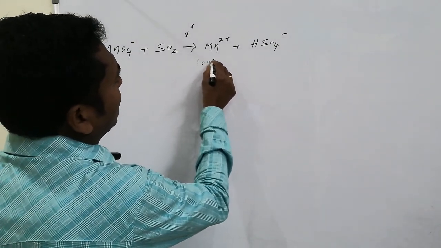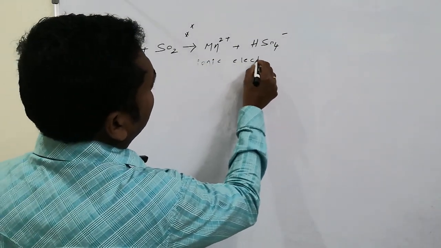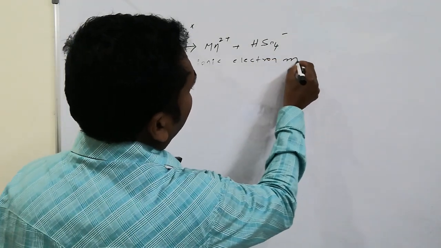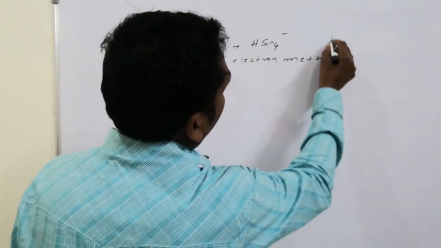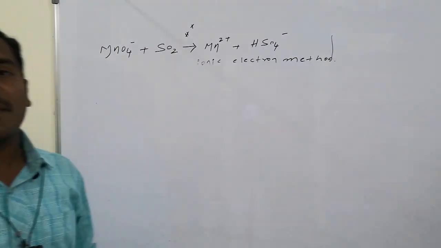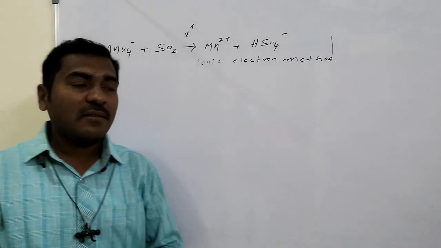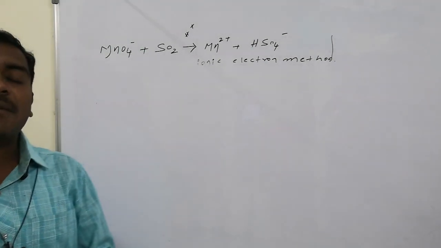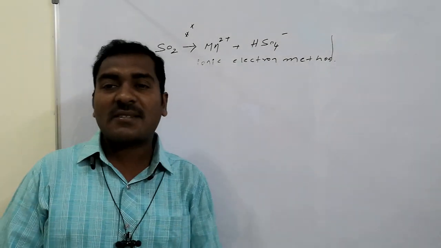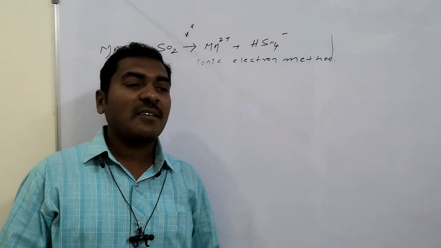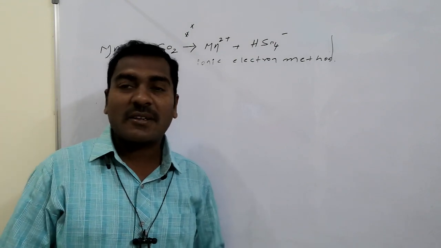The method that we are applying is the ion electron method. By this ion electron method, we are going to balance this given equation. In order to balance an equation by the ion electron method, we have to identify the species which is undergoing oxidation, and at the same time whichever is undergoing reduction.